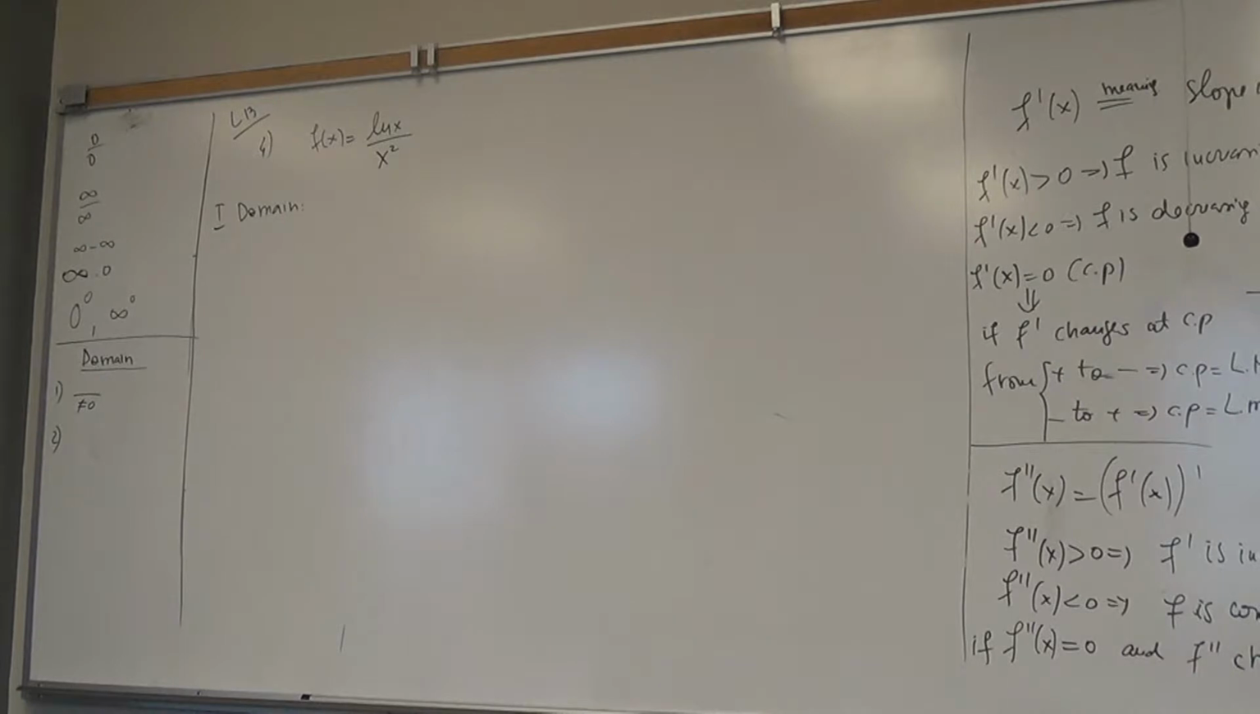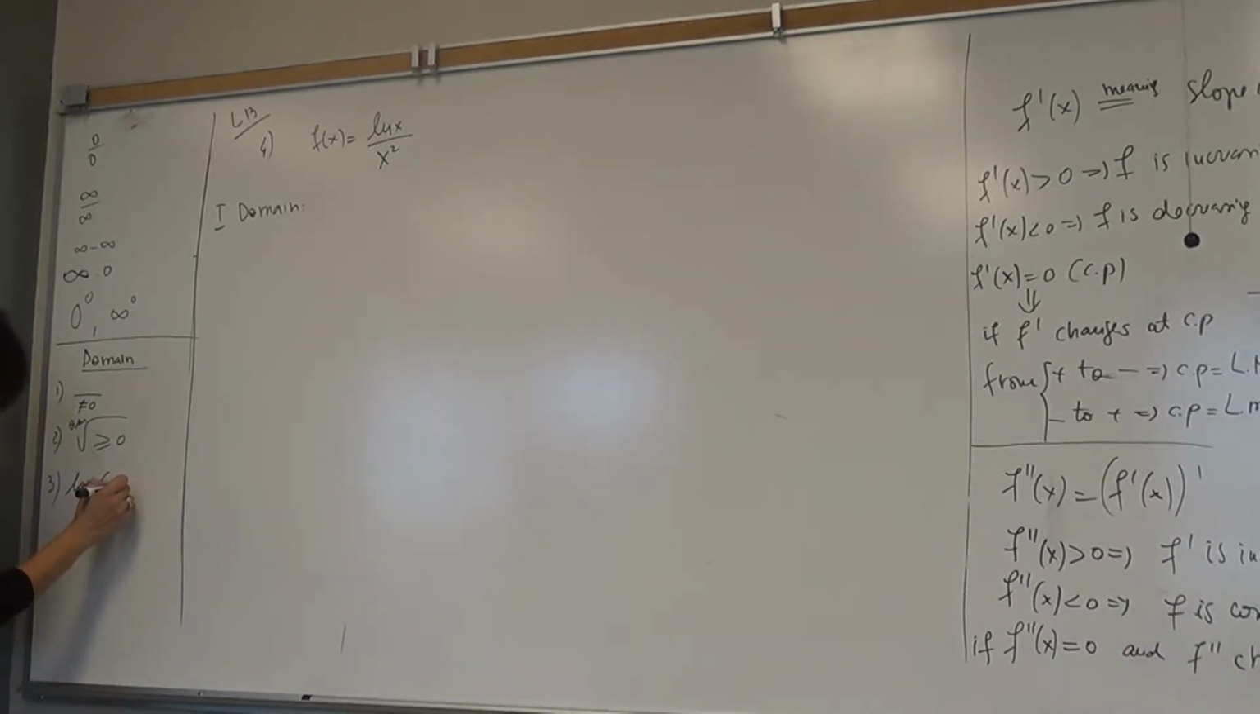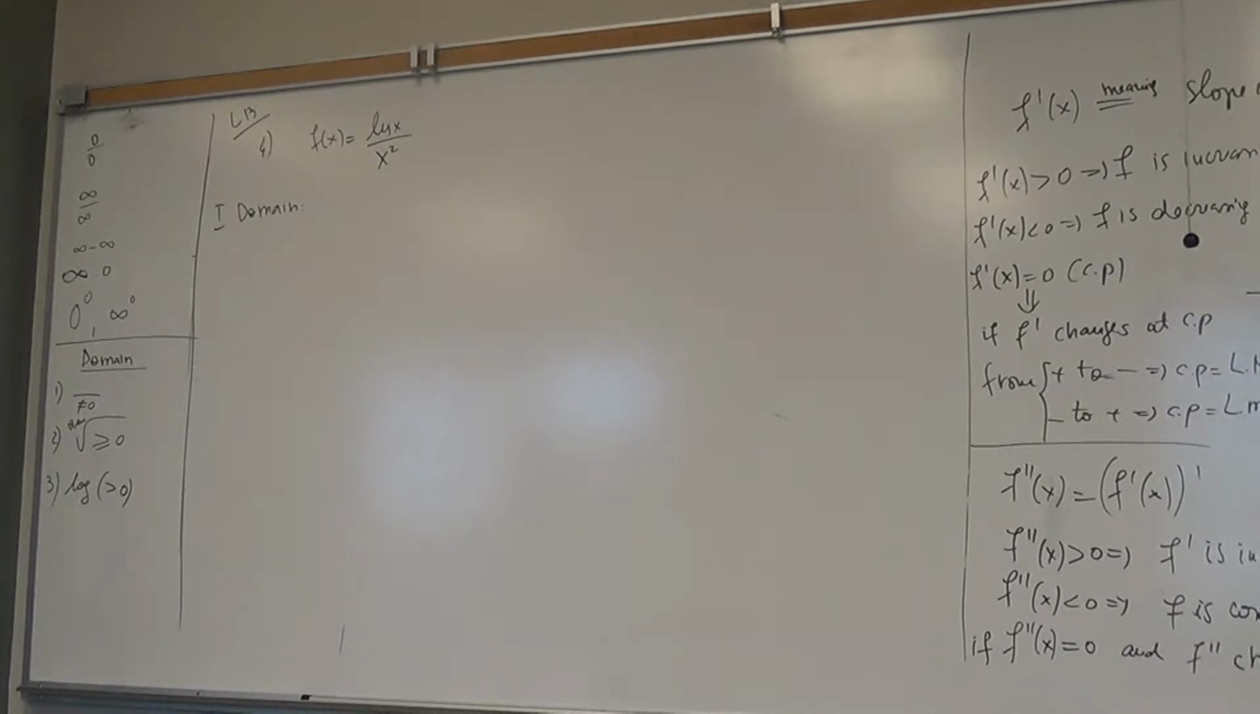When else? What is another exception? Square root or even root. Even root, here you need to have this one greater or equal than 0. And then another one is, do you see the graph of ln? There is no ln of negative numbers. So when you have ln or a log, the argument should be strictly greater than 0. Only these 3 exceptions.